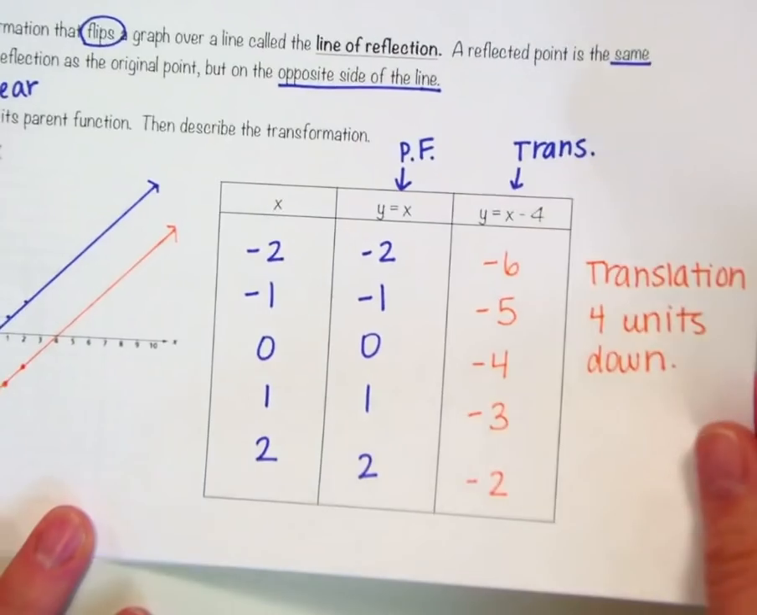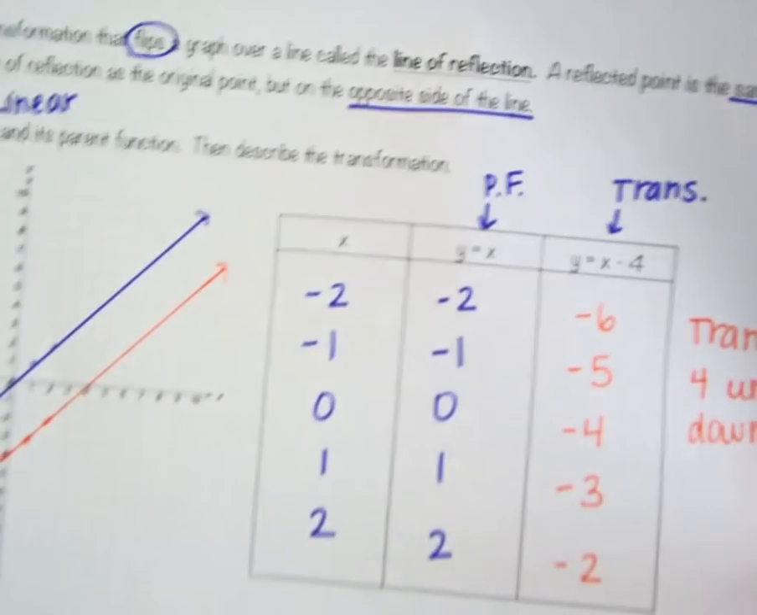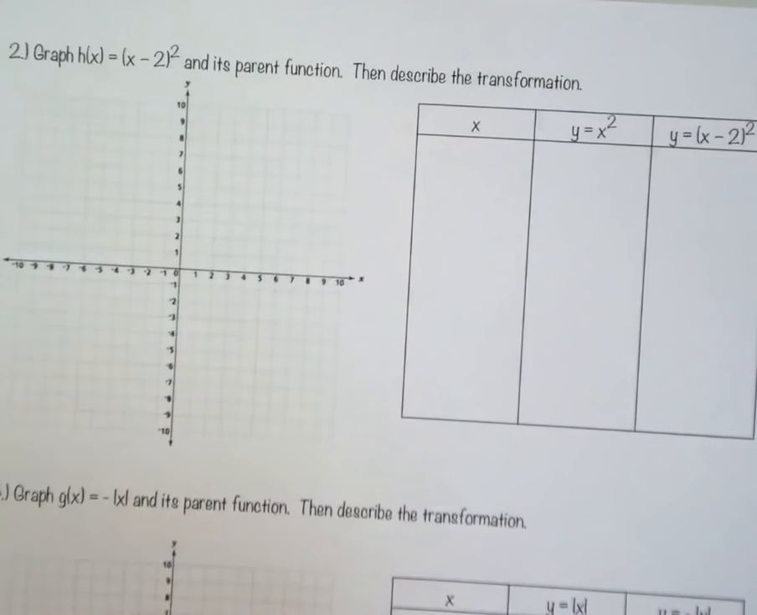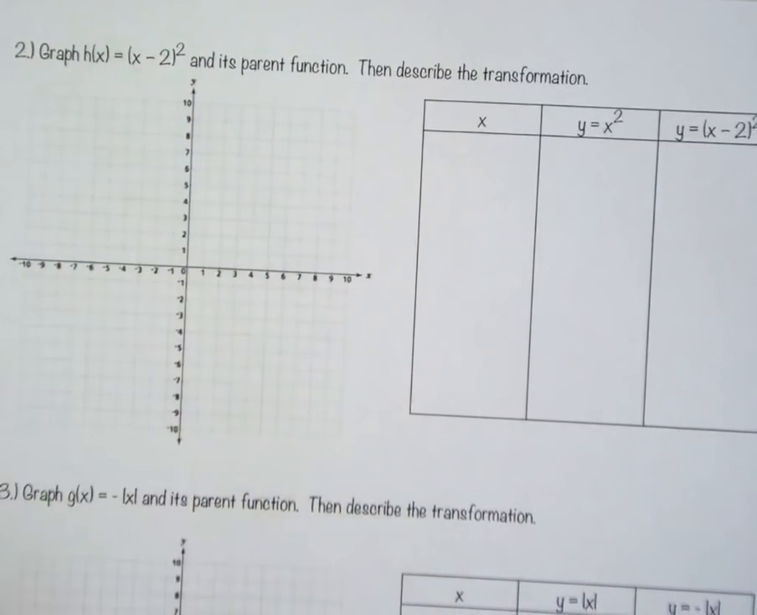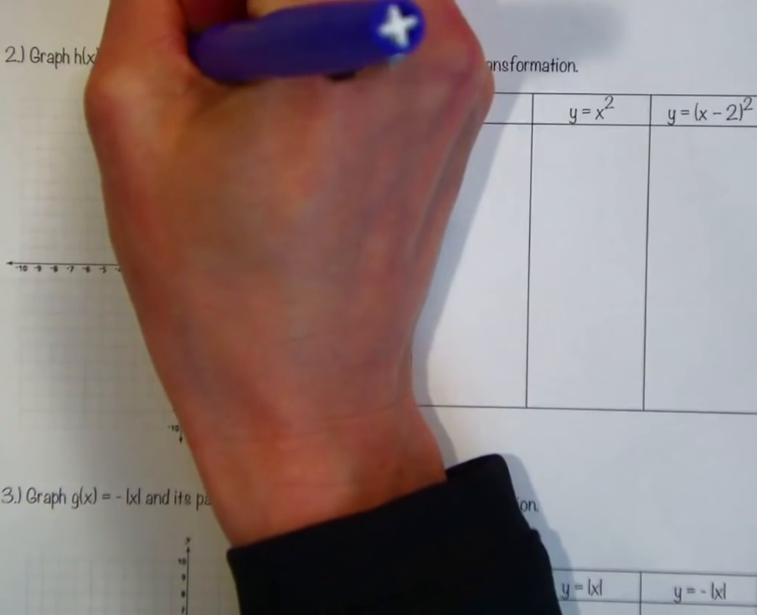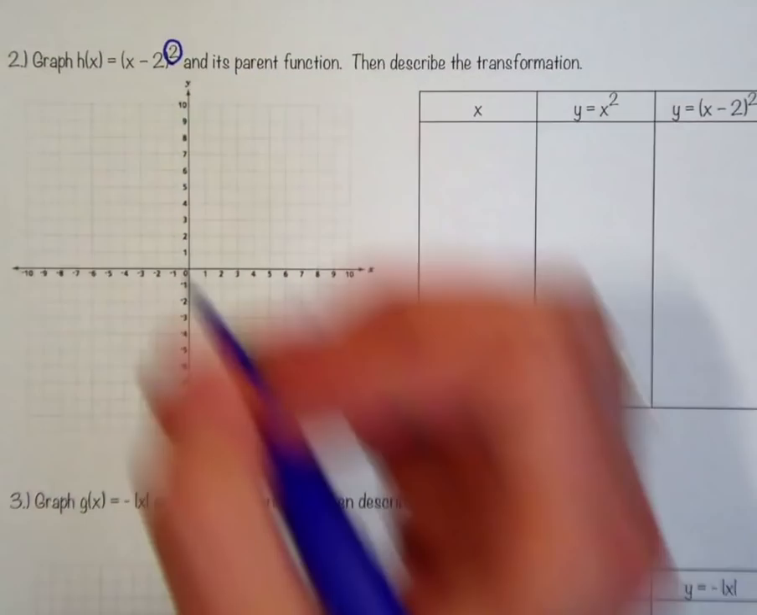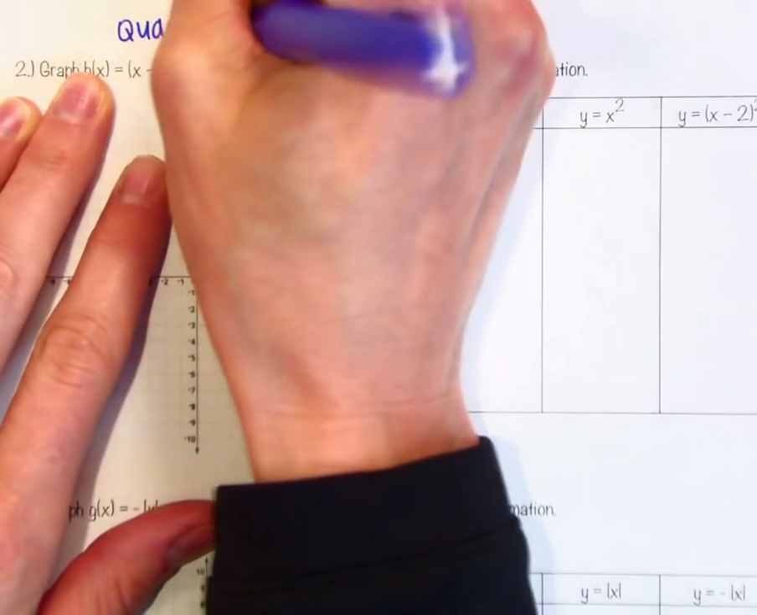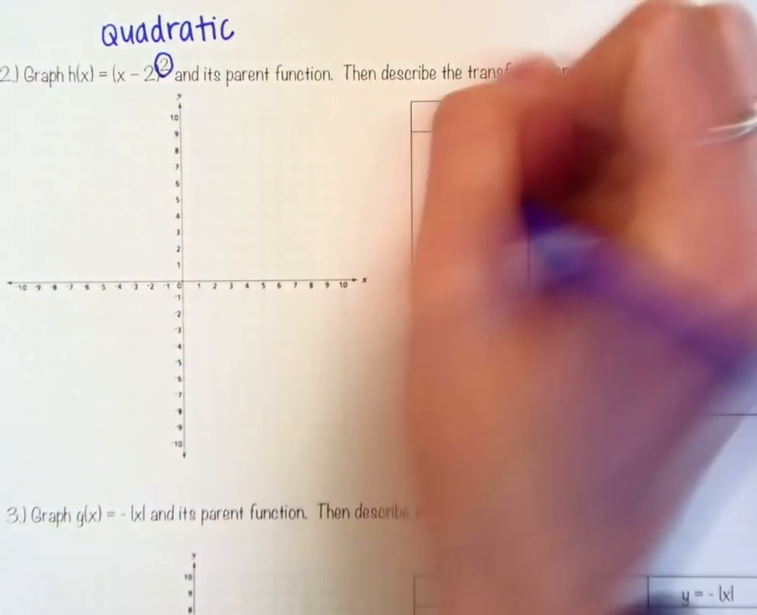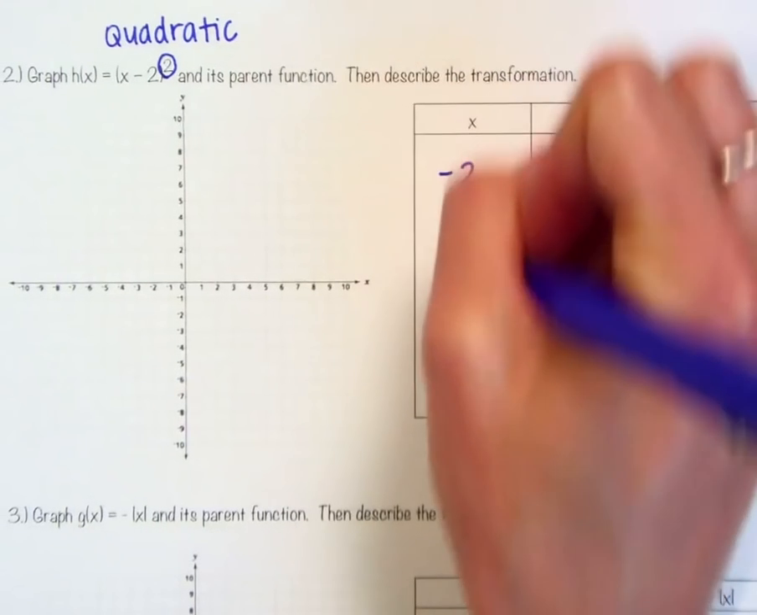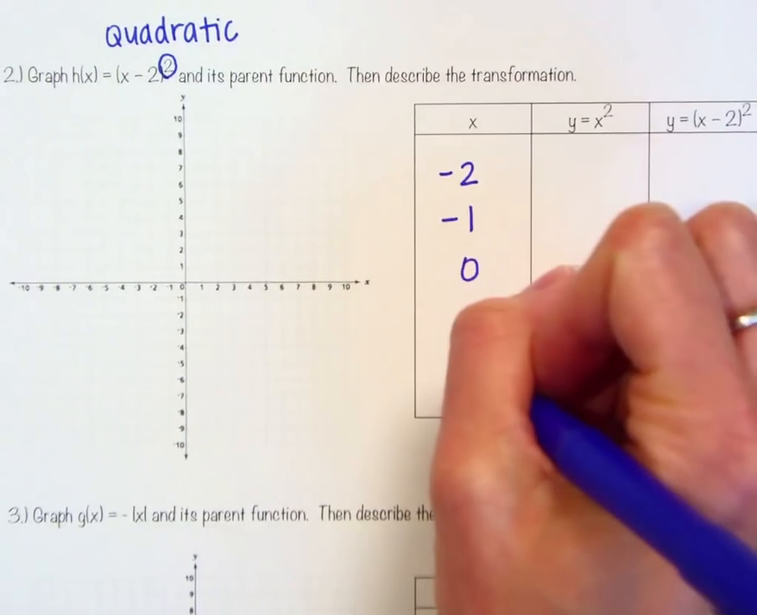So let's look at another one, and we're going to use our graphing calculators to fill in the tables for this next one. So this says graph h of x equals x minus 2 quantity squared and its parent function. Okay, then describe the transformation. So we need to be able to recognize, all right, I see an exponent of 2, so that means that this is part of the quadratic family. Okay. So let's graph these same 5 points. So from negative 2 to 2.